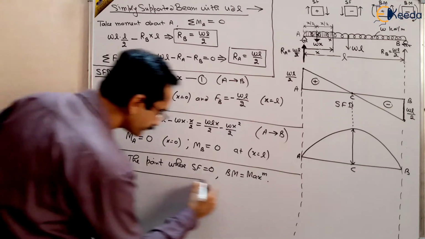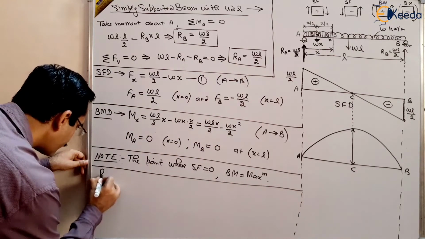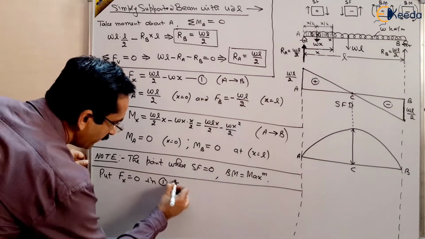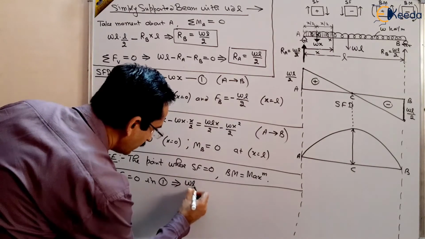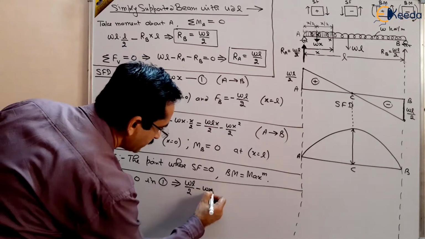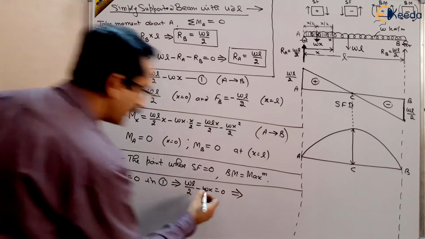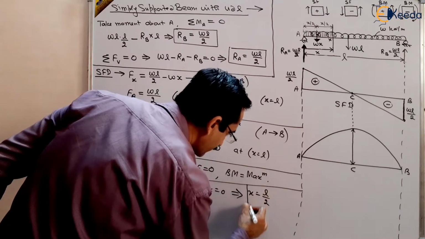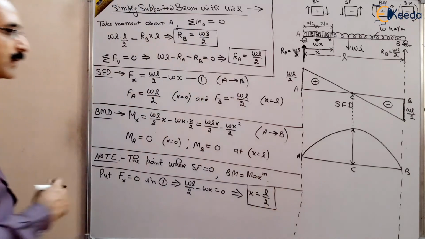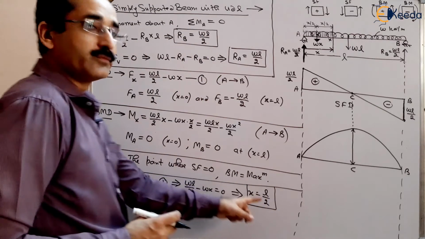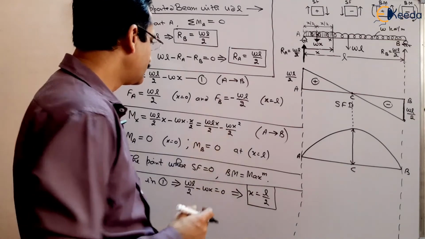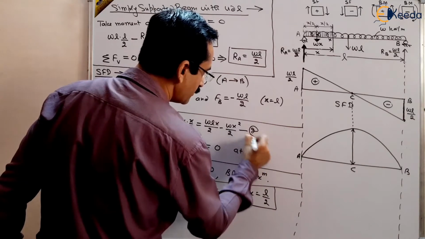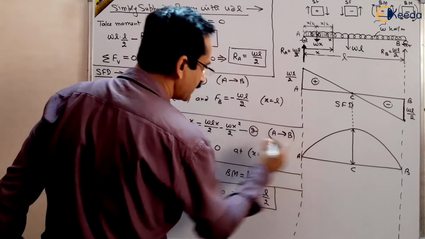So put Fx equal to 0 in equation 1. What we will get? WL by 2 minus Wx should be equal to 0. So this implies x will be equal to L by 2. It means shear force will be 0 at L by 2, and at L by 2, bending moment will be maximum. So put this value in this equation. Suppose this is equation number 2, valid from A to B.